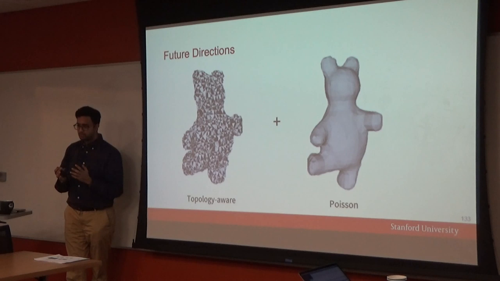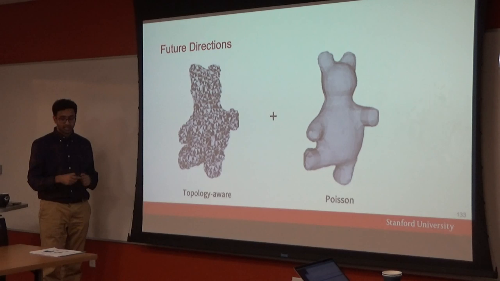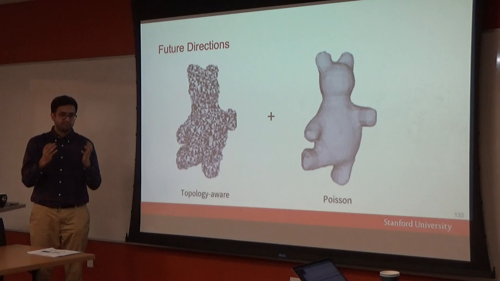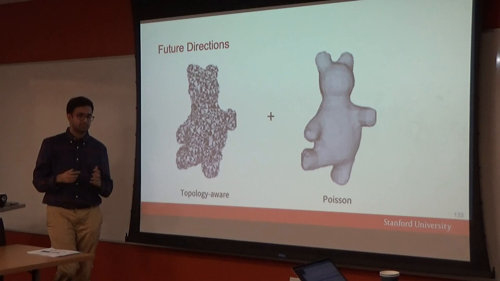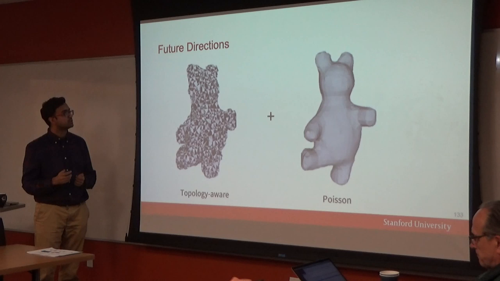It would also be interesting to somehow push this towards more real-world clean setups. An example of this is that the topology-aware reconstruction that we obtain is very edgy, while this is topologically correct. The Poisson surface reconstruction is typically smooth, especially for manifold-like surfaces, but it is not always topologically correct, and this is something that can be fixed. So ideally, it would be good to come up with a technique which can mix both of these and come up with a more aesthetically pleasing but topologically correct reconstruction.